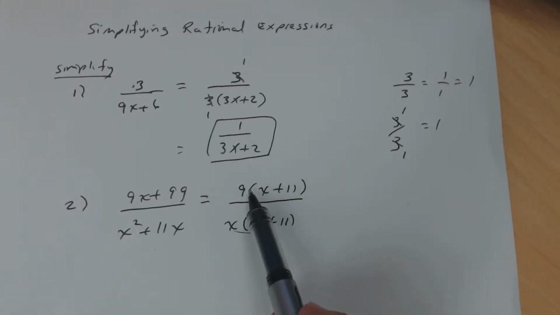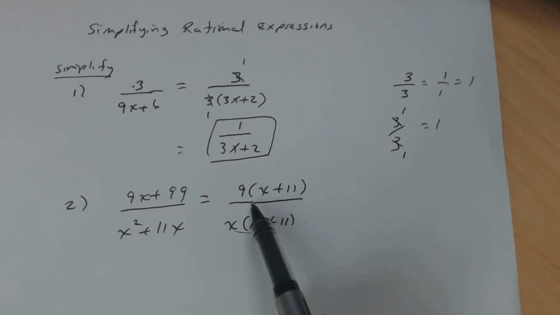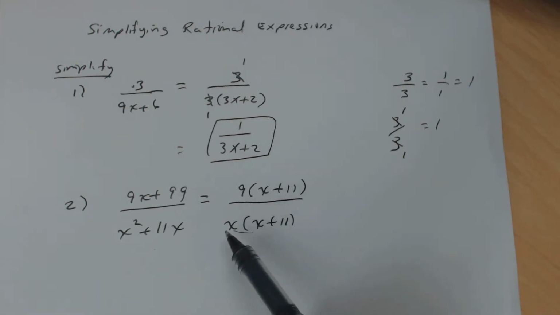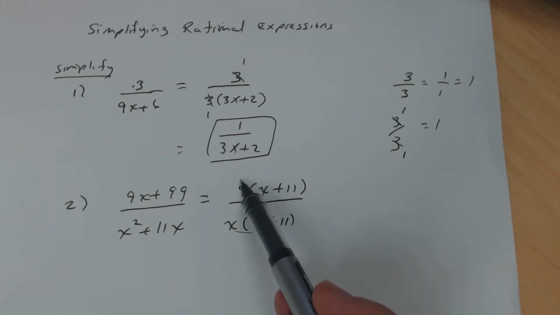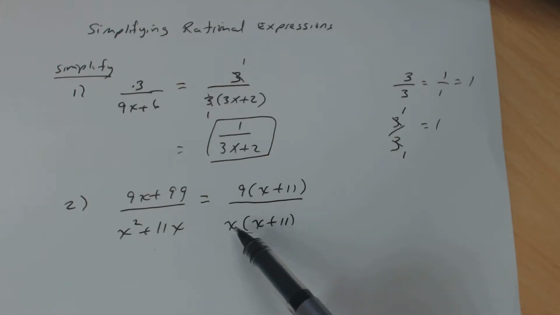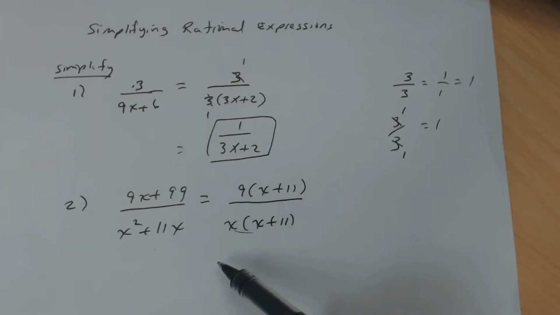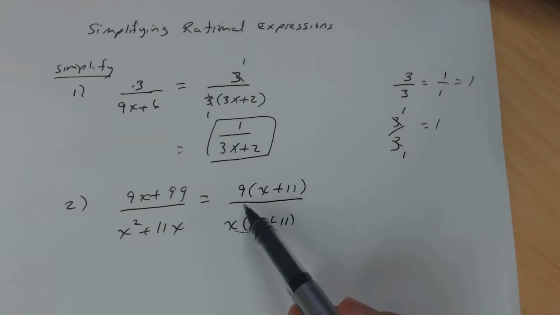So if you look at the factors that you have, 9 is a factor, x plus 11 is a factor, x is a factor, x plus 11 is a factor. So what you may want to do is just look at the factors of the numerator and see if any of these can be reduced with anything in the denominator. So for example, I have this 9 right here. Is there anything in the denominator that occurs as a factor that will be reduced into 9, or that can be simplified with 9? And the answer is no. There's nothing in the denominator.